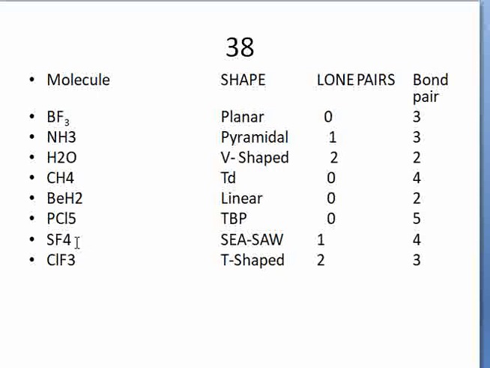SF4 has a seesaw structure, 1 lone pair and 4 bond pairs. ClF3 has a T-shaped structure. It has 2 lone pairs, which is why it is T-shaped, and 3 bond pairs. Study up to this; questions based on it will definitely be asked in PG TRB.